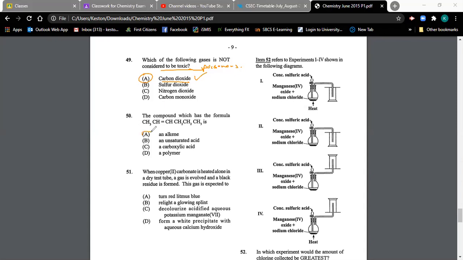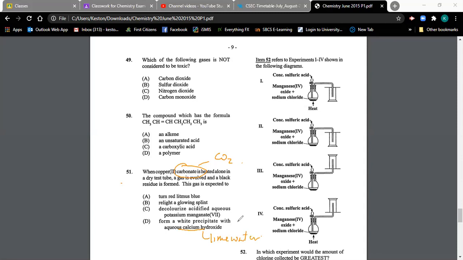And 50 was A because we have the presence of this double bond here, unsaturated. 51. When copper(II) carbonate is heated alone in a dry test tube, a gas is evolved and a black residue is formed. The gas is expected to do what? A carbonate here, so more than likely this is CO2. Red litmus, decolorized, forms a white precipitate with aqueous calcium hydroxide, also known as lime water.